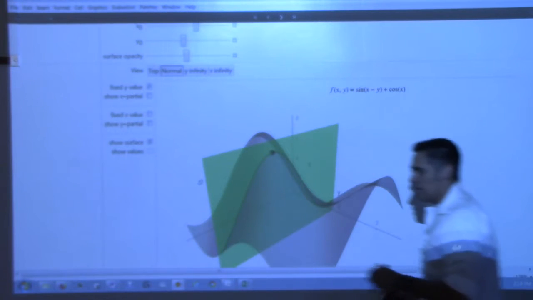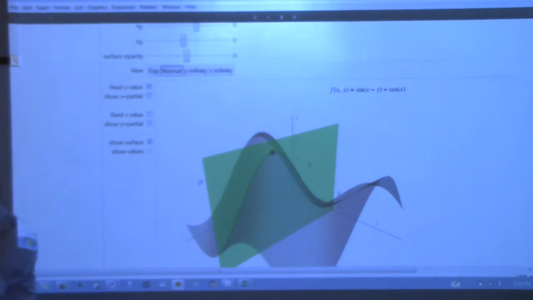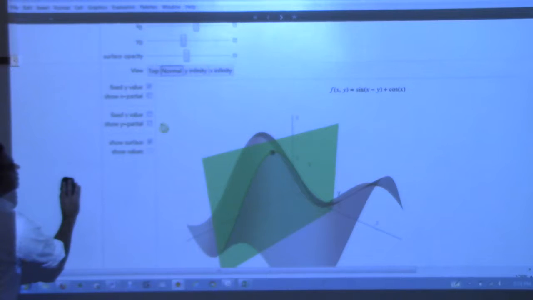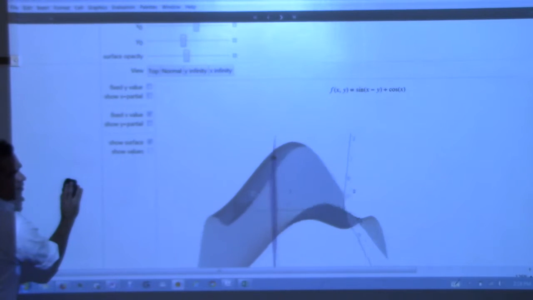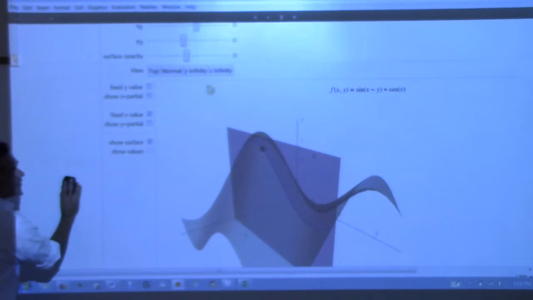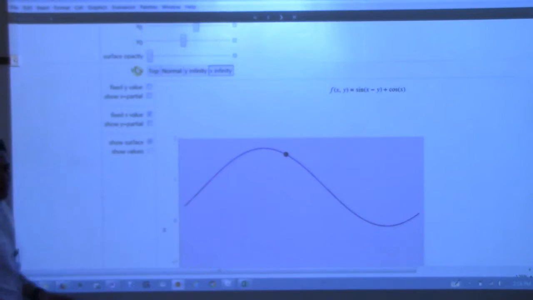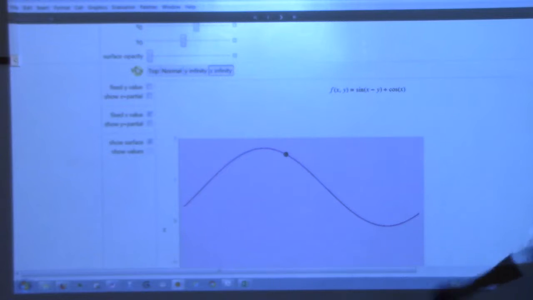Now, what if instead of me looking that way and walking this way, I look that way and walk this way? Then it's going to be cutting it that way instead, right? And then walking along there. And again, if we look from the side and take the surface out, we're just back to another Cal 1 problem, right? This is what the partial derivative is.